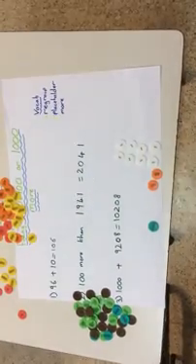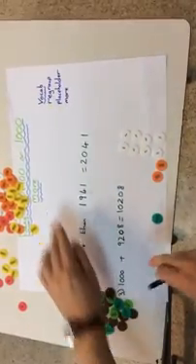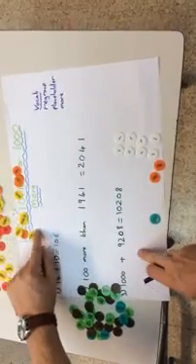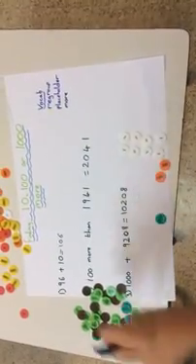So in this video, what we've learned to do is find 10, 100, or 1,000 more, and we've used place value counters to help us understand what is happening.